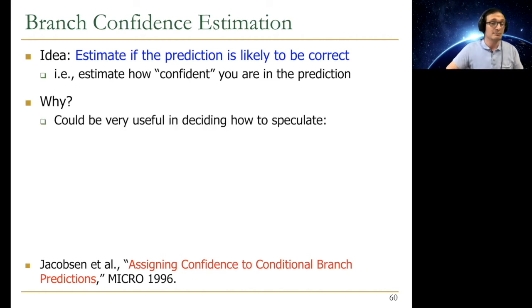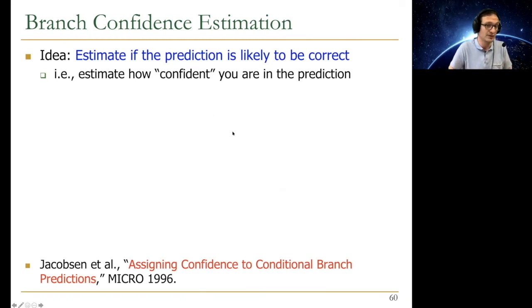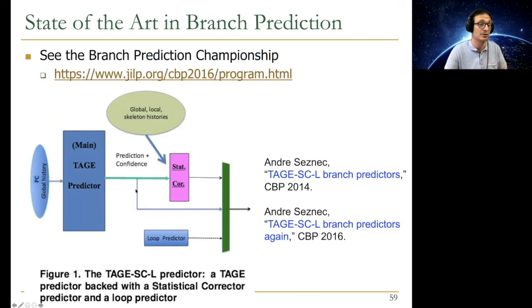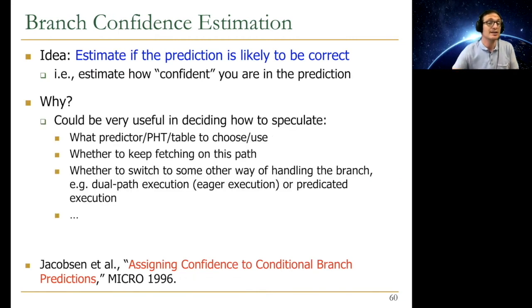So why do you do this? It could be very useful in deciding how to speculate. For example, what predictor or pattern history table entry or what table to choose or use. So it's actually used, for example, in deciding statistical correlation, and it's also inside TAGE over here. And it could be useful in deciding whether you want to keep fetching on this path. Maybe you stop fetch. Basically, you say, oh, I'm not confident, so I don't want to fetch, to save power, right? Or whether you want to switch to some other way of handling the branch, like eager execution or predicated execution, which we don't have time to cover, but you can find on the slides. And the slides also have pointers to some other lectures that cover these concepts.